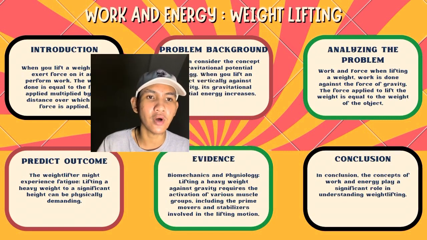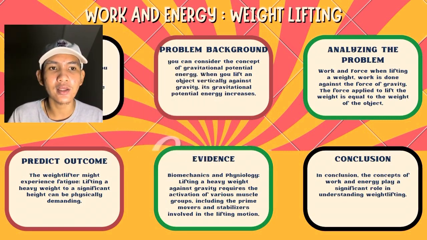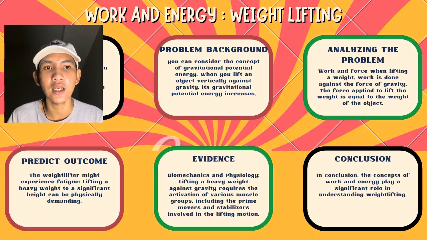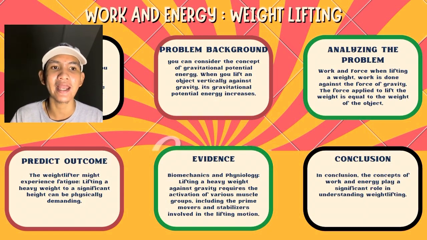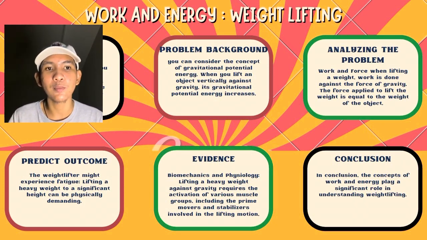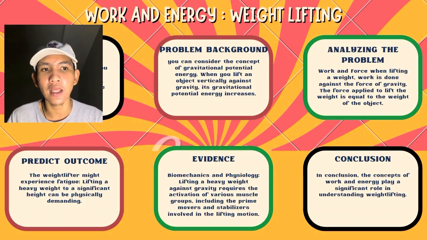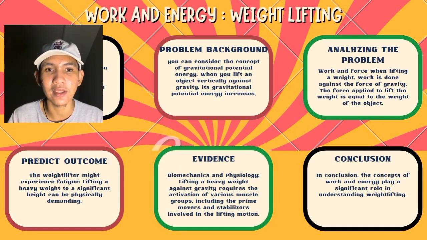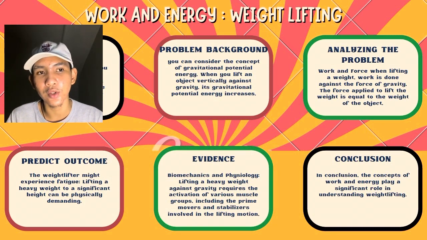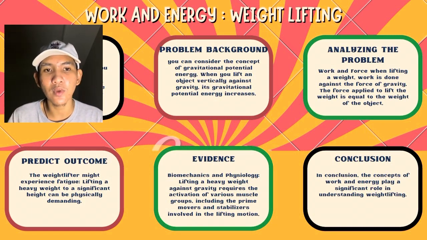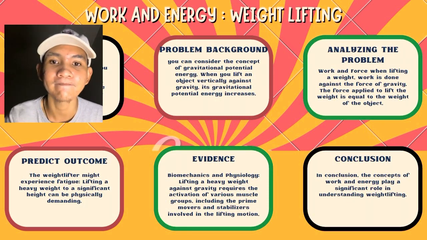There are different forms of energy, but in the context of weightlifting, the two primary forms are gravitational potential energy and kinetic energy. When the weight is lowered back down, the potential energy is converted back into kinetic energy as the weight accelerates downwards. If the weight is lowered with control, the potential energy is gradually transformed into kinetic energy and the work done by the force of gravity is negative.